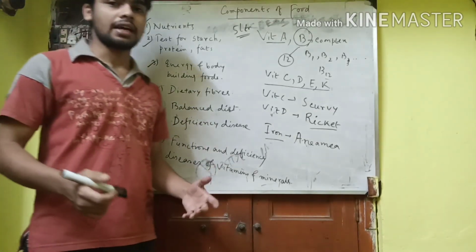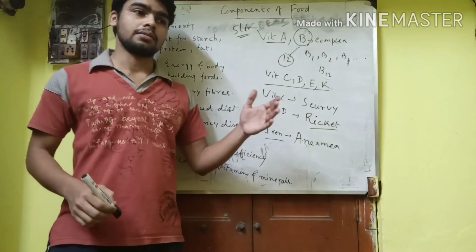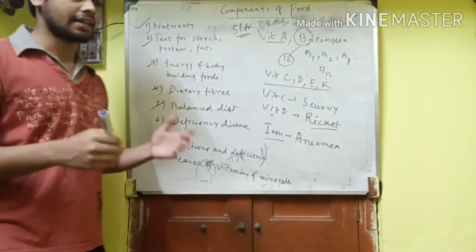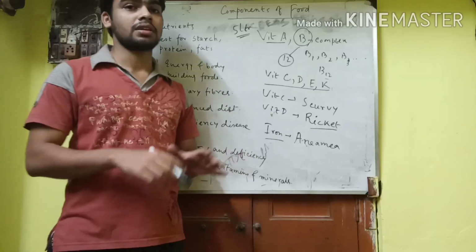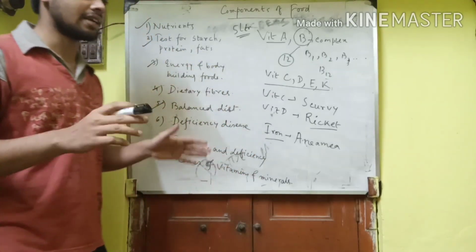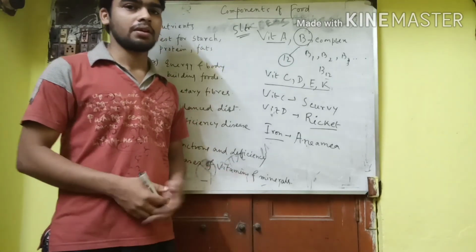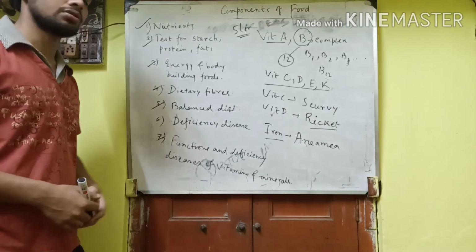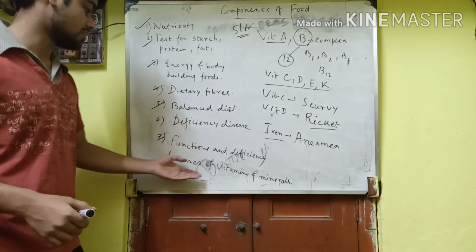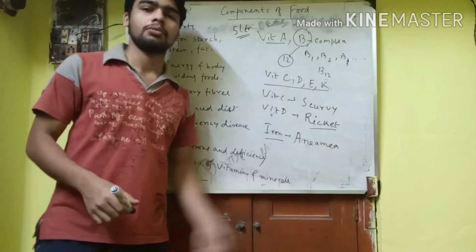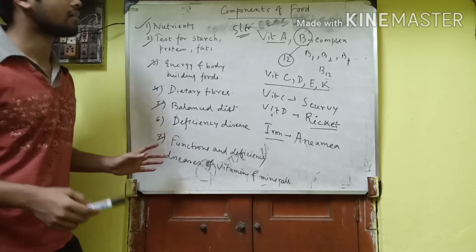What is a balanced diet? We need to take in the nutrients in the right quantity and right proportion in our diet to avoid deficiency of any nutrients. Such diets are called balanced diets. What is a deficiency disease? The improper application of a balanced diet causes deficiency diseases. The functions and deficiency diseases of vitamins and minerals I have already discussed. So these are the total components of food.